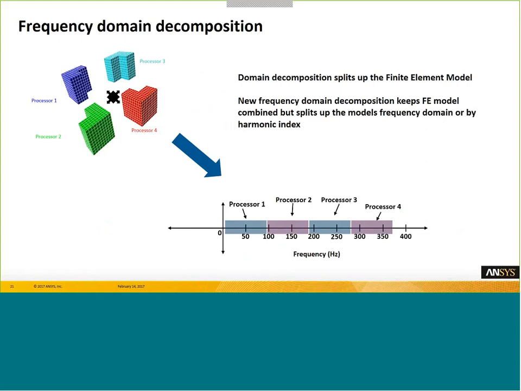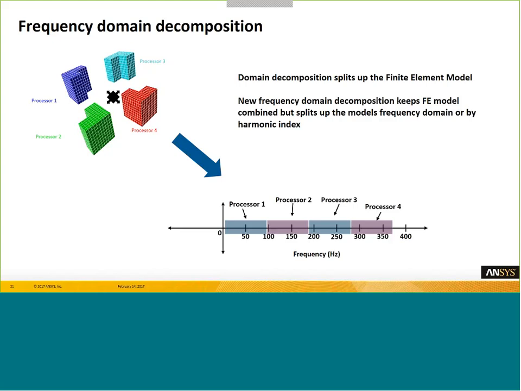So in the top left here, with the 4 blocks you can see, this is the traditional way of decomposing a model to run on multiple cores. So if you have a 4-core machine, we'll split the FE model up into roughly 4 equal pieces. And then we'll solve those pieces on the cores, and the information will be passed between those cores as the solution progresses.